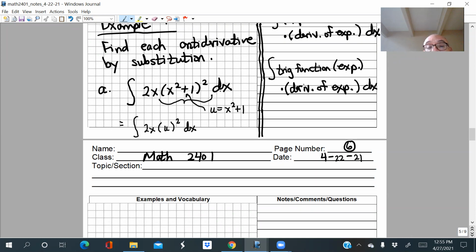So I either need an integrand with just u in it, or an integrand with just x in it. I can't have both u's and x's. That's not going to work. So what I'm going to try to do here is get rid of these other x's. Here's how I'm going to do that, because I don't want a mix of variables.